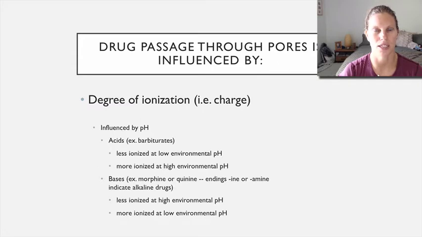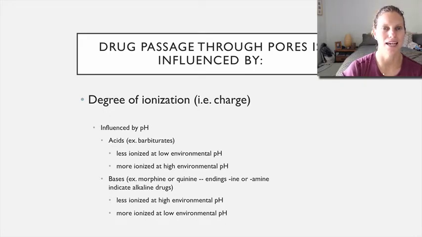So, for example, an acidic drug, and a good example of an acidic drug would be a barbiturate. An acidic drug tends to be less ionized in a low pH, so in an environment like the drug. When the pH of the surrounding environment is the same as the pH of the drug, it tends to not ionize, in which case it will be more readily absorbed. A drug in an unlike environment, so an acidic drug in an alkaline environment, is going to be more likely to ionize, which would decrease its absorption.